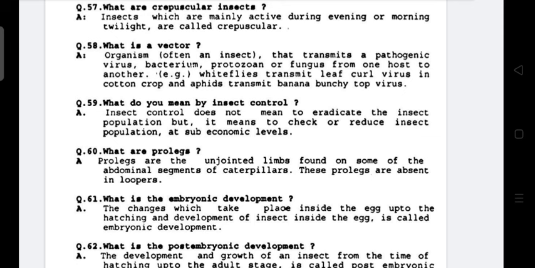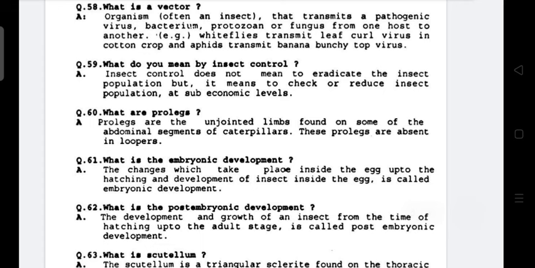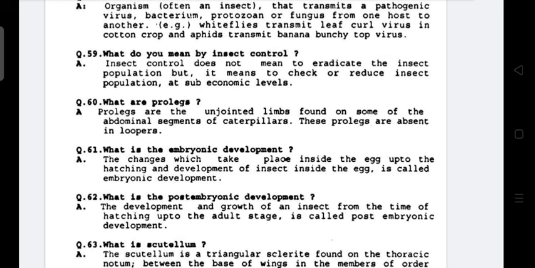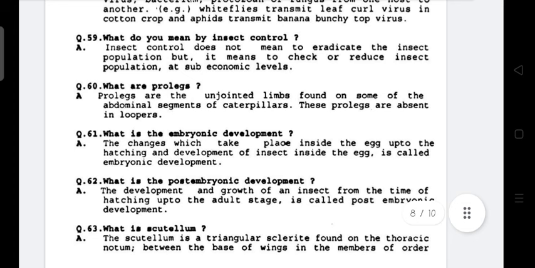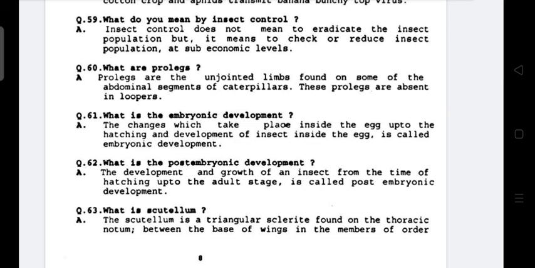What do you mean by insect control? Insect control does not mean to eradicate the insect, because we cannot eradicate insects. They bounce back very strongly. So it does not mean eradicate, but it means to check or reduce insect population at sub-economic level. Here we can say that we try to maintain the population below the ETL, economic threshold level.